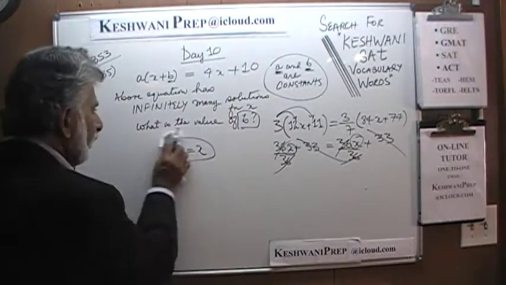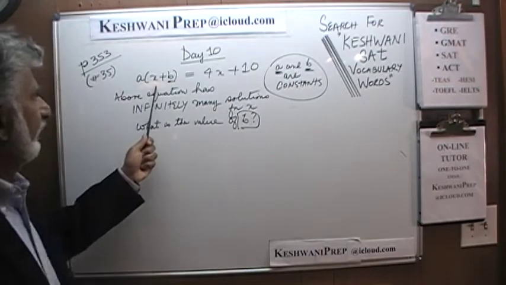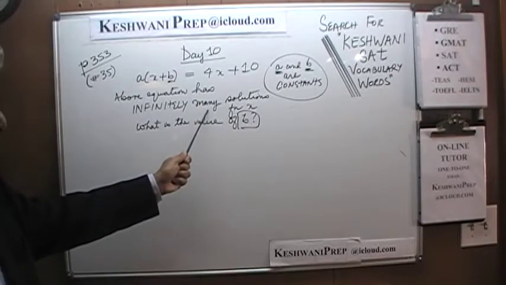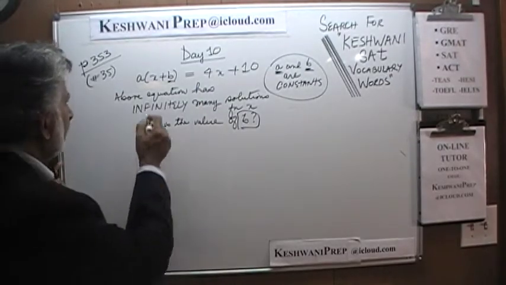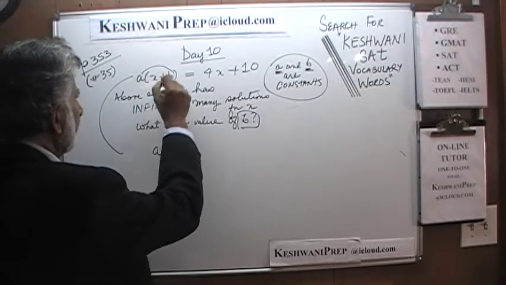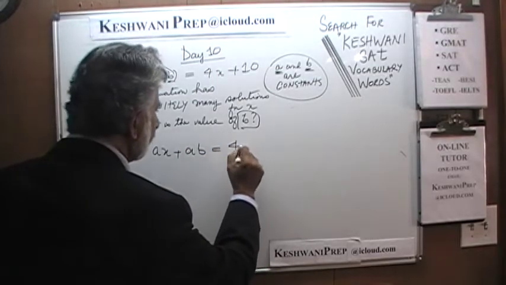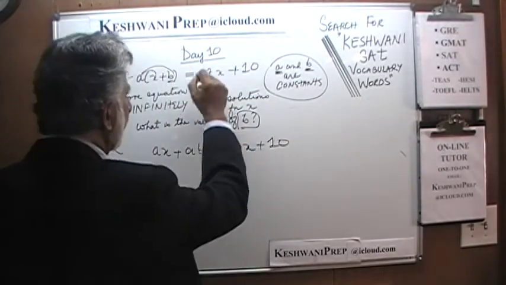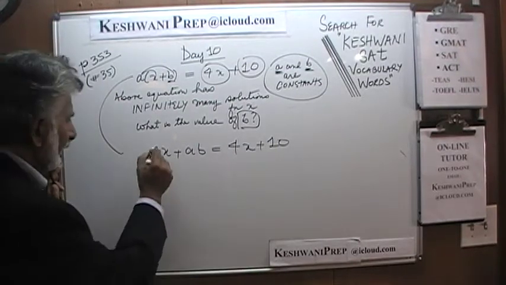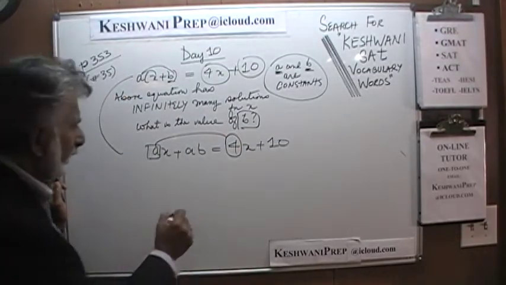You get the idea. So here, that's what we have to do. We have to understand that this side has to be exactly identical to that side, if it is to have infinitely many solutions. Let's take a look at it. So we are given here AX plus AB, and that would have to equal 4x plus 10. And if these two sides are identical, that means this a would have to equal 4. There you go. A equals 4.